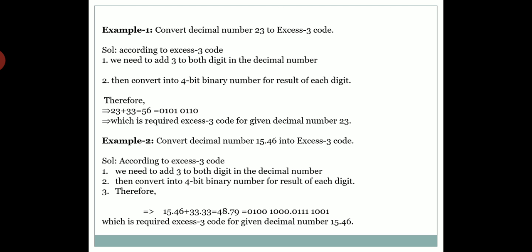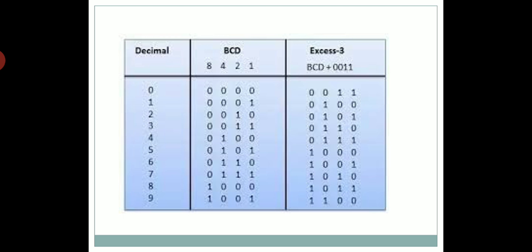Example 2, convert decimal number 15.46 into XS3 code. Again you can follow the 3 steps. First we convert the decimal number into binary. Therefore 15.46 plus 33.33, that equals 48.79, and the binary values of 4, 8, 7, 9 give our required XS3 code number.